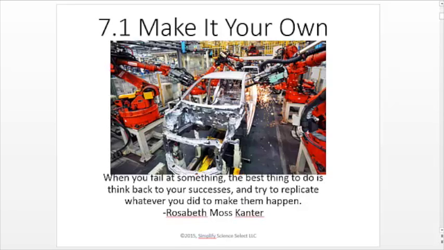Here we are in the first lecture of Unit 7, called Make It Your Own. The quote from Rosabeth Moss Kanter: "When you fail at something, the best thing to do is think back to your successes and try to replicate whatever you did to make them happen."